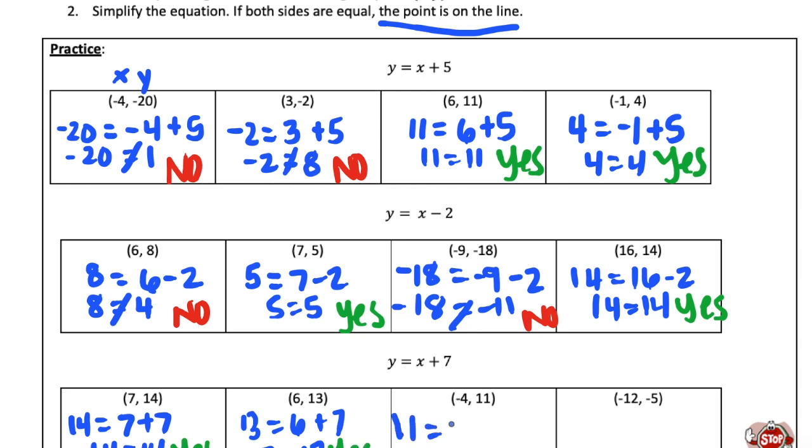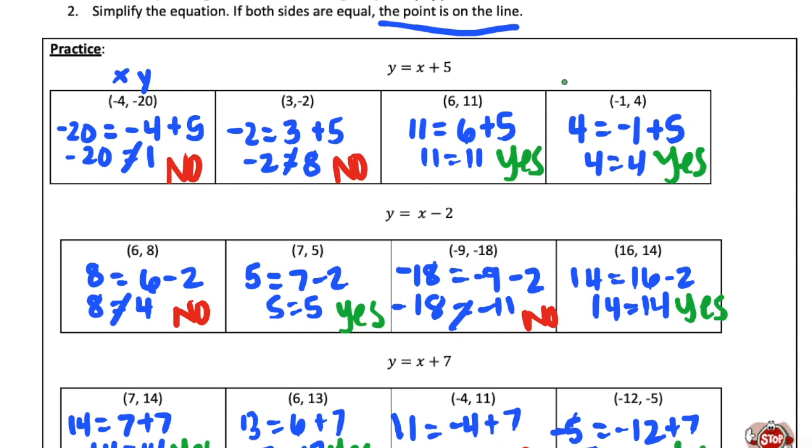11 should equal negative 4 plus 7. But negative 4 plus 7 is 3, so that does not work and will not be on our line. And then our last point, we have 5 equals negative 12 plus 7, negative 5. And negative 5 does equal negative 5, so this last one will be on our line.